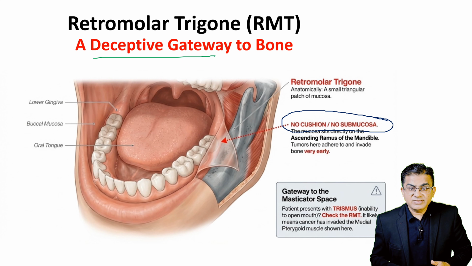Why is this clinically relevant? Because there is no safety net left. A tumor arising from the retromolar trigone doesn't need to be large to cause damage. It adheres to and invades the bone very early. Even a small T1, T2 lesion here often requires mandibulectomy.